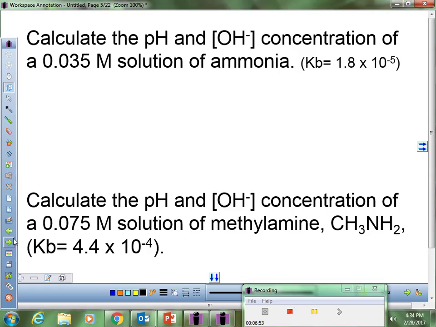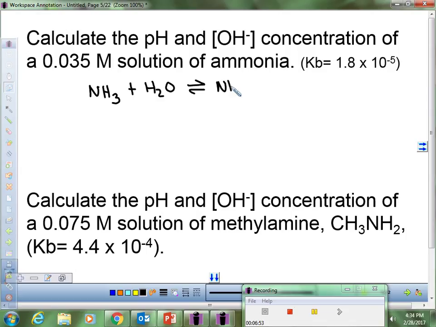So now we're going to move forward. It says calculate the pH and the hydroxide concentration of a 0.035 molar solution of ammonia. Now actually doing the problem itself is not hard. Most students really just have a hard time writing the equation. You have to know that ammonia is a base, so you're going to have to put it in water because there's no hydroxide. We're going to draw that double arrow. We're going to make ammonium and hydroxide. Essentially that water molecule is breaking up and the hydrogen moving.